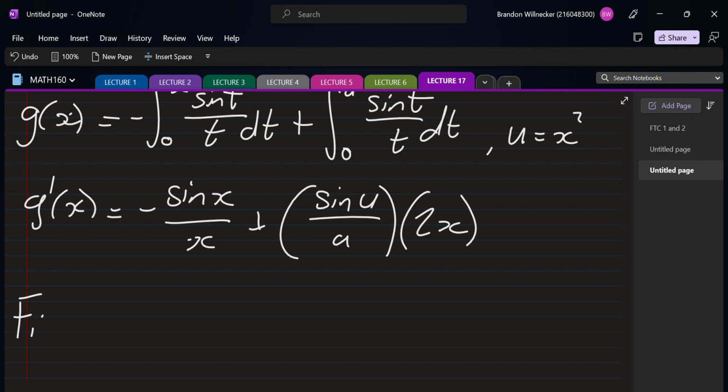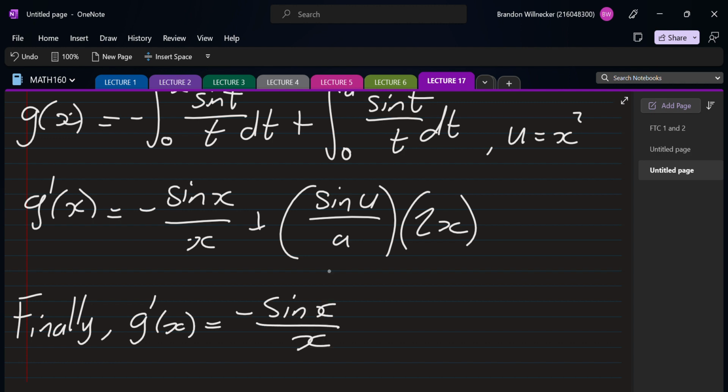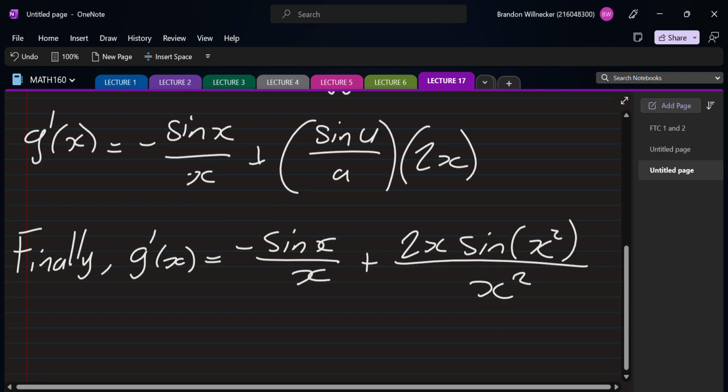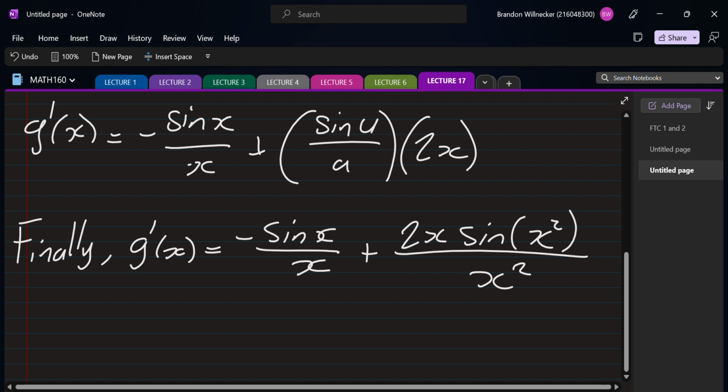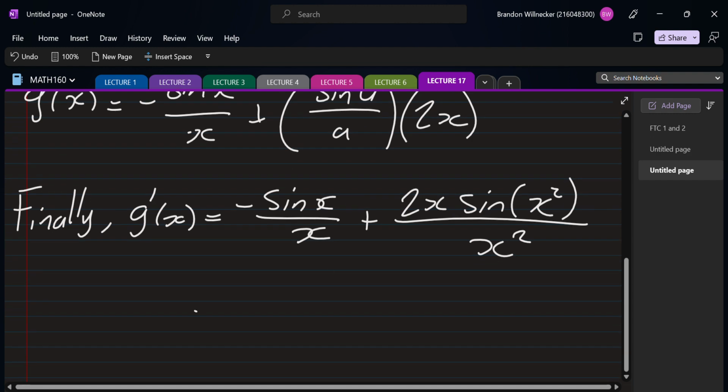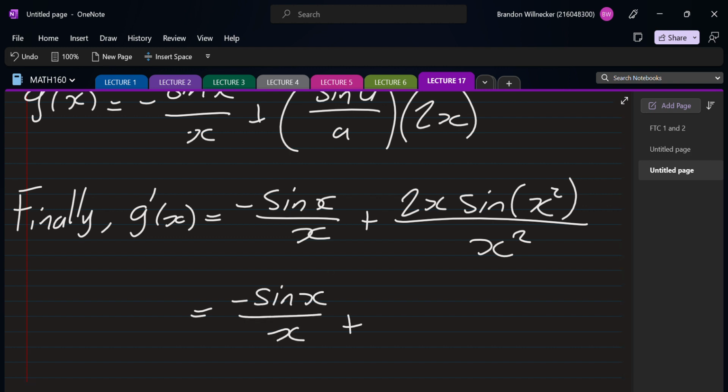So finally, g prime of x will be minus sine x over x, plus 2x sine of x squared, once we put that back, and then the u is x squared, so we can put that there. We've got an x at the top and x squared at the bottom. One of those can cancel there. So we can write this as minus sine x over x plus 2 sine x squared over x. So that is our derivative.